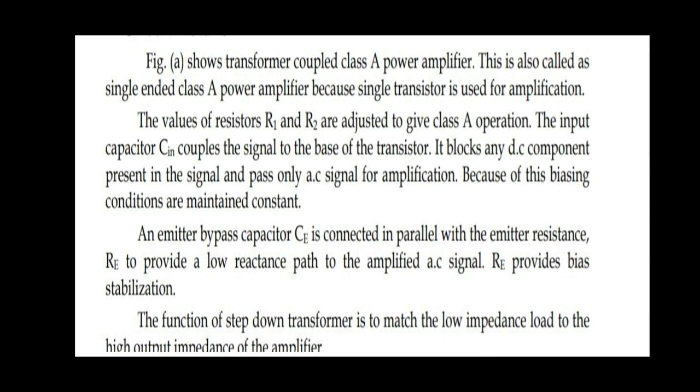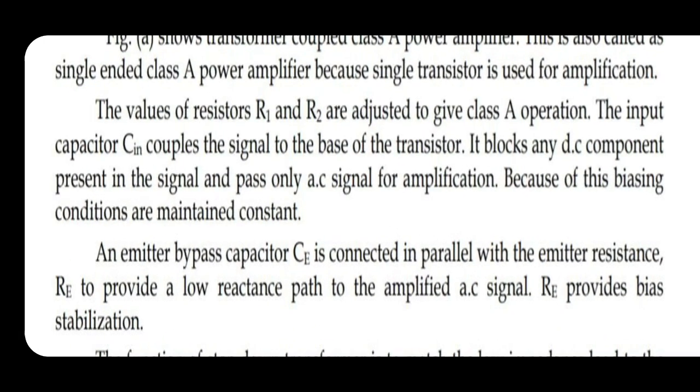A transformer coupled class A power amplifier, also called single-ended class A power amplifier, because a single transistor is used for amplification. The values of resistors R1 and R2 are adjusted to give class A operation. The input capacitor Cin couples the signal to the base of the transistor. It blocks any DC component present in the signal and passes only the AC signal for amplification. Because of this, biasing conditions are maintained constant.